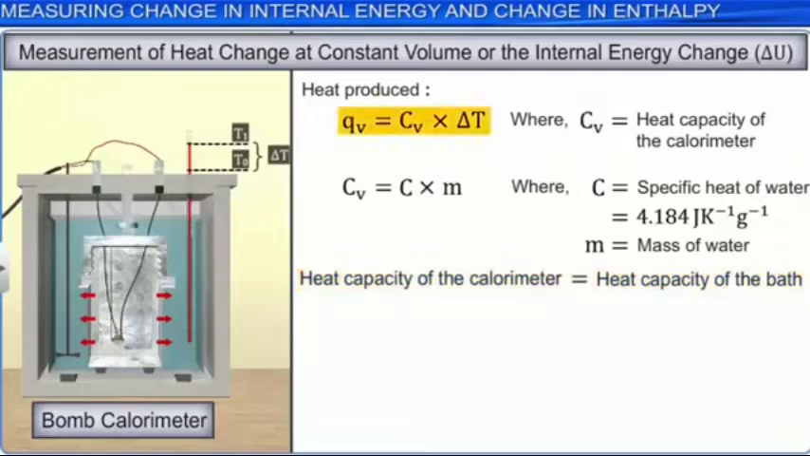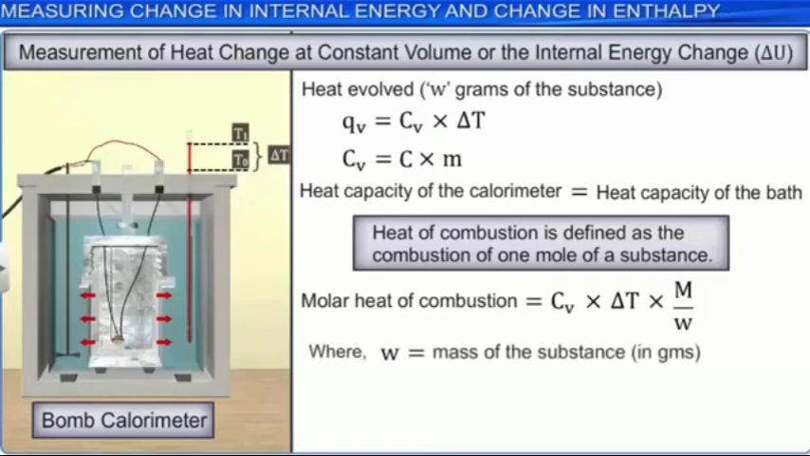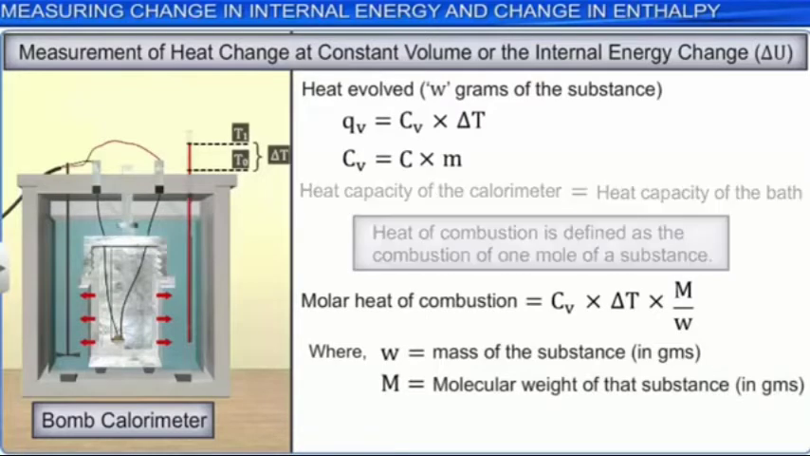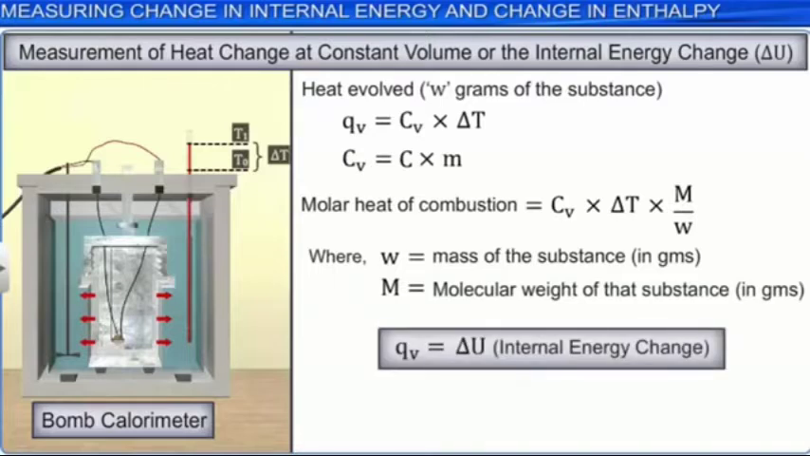This QV expressed above is the heat evolved when combustion of W grams of the substance takes place. Since heat of combustion is defined as the combustion of 1 mole of a substance, the expression for molar heat of combustion becomes: molar heat of combustion is equal to CV multiplied by delta T multiplied by M by W, where W is the mass of the substance taken and M is the molecular weight of that substance. As the above reaction is carried out in a closed vessel, the heat evolved is the heat of combustion at constant volume and is a measure of internal energy change, delta U.